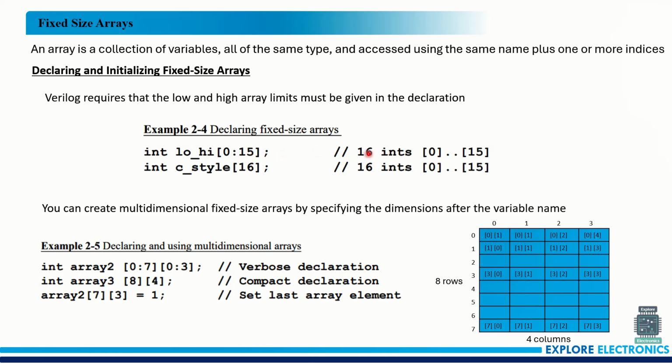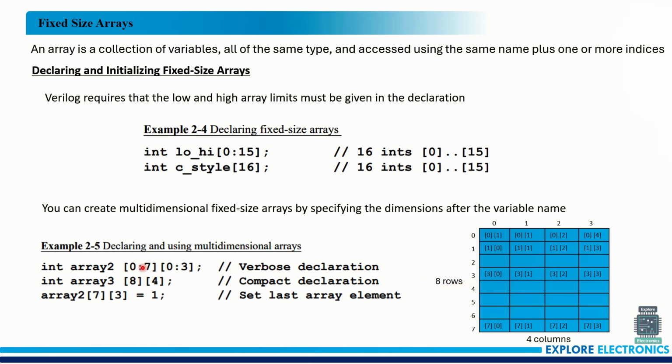So this also has 16 values, starting from 0 to 15. This also has 0 to 15 values. And you can create a multi-dimensional fixed-size array by specifying the dimensions like this. You can see in this example, int type, array2 is the name of the array, [0:7] and then [0:3]. Here we need to understand clearly that the first size we write is the number of rows. It is indicating rows. And the second value will represent columns. You can see the matrix representation here, the array representation for multidimensional.